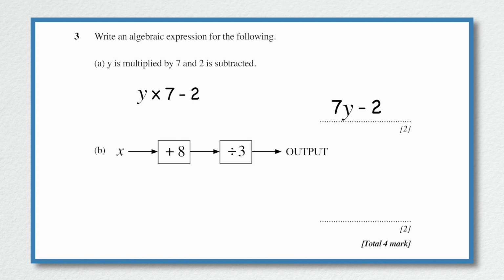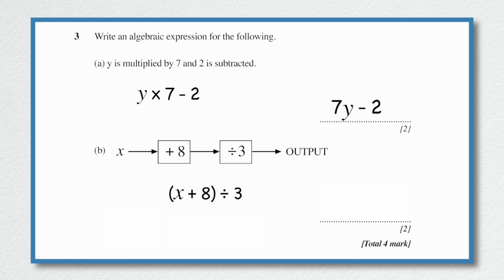And now part B. Again we have a function machine. The input is x. And we're going to write an expression for the output. So we have x add 8, and we then divide it all by 3. So we have open brackets x add 8 close brackets divided by 3. That will give you 1 mark.